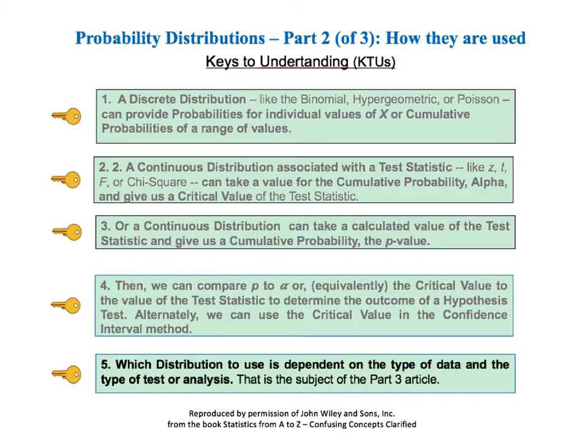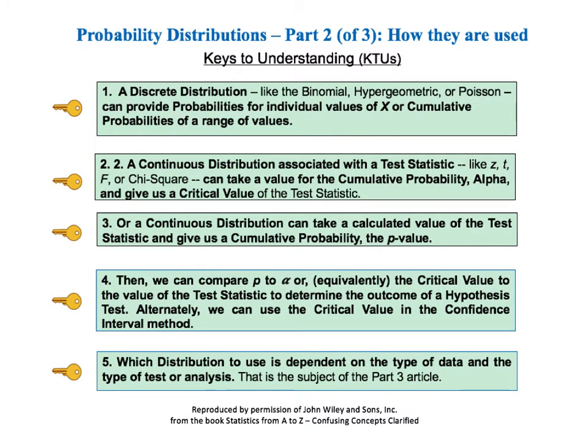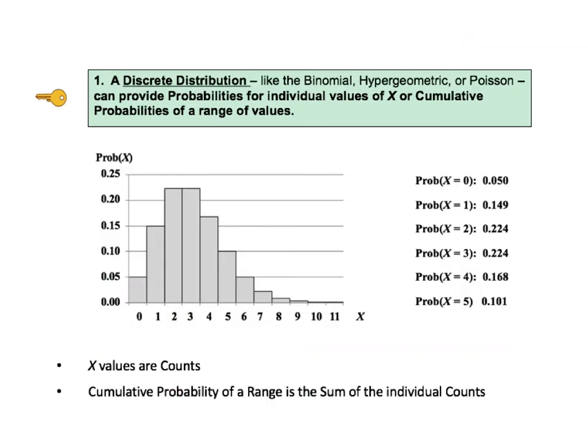And the final key to understanding says, which distribution to use is dependent on the type of data and the type of test or analysis. That is the subject of the Part 3 article and video. Here on one page are all 5 keys to understanding the concept of what probability distributions can do and how they are used. You may wish to pause the video at this point to read them all together. Let's now begin our detailed explanation of each key to understanding.